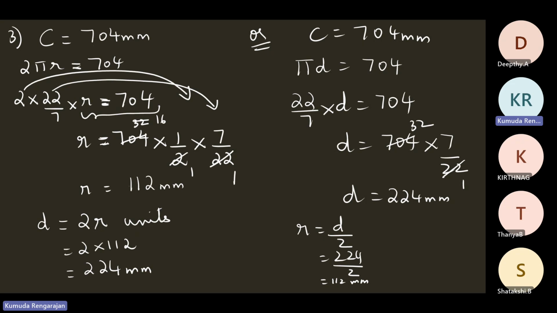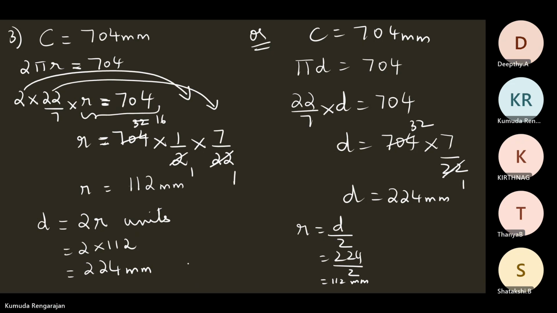What is the formula to find the circumference? 2 pi r or pi d units. Pi d. So you can use any one. You can see I've done it both the ways. Do you understand that? Yes. So if you use 2 pi r, you'll first find radius and then you should find diameter. If you use pi d, you'll first get diameter and then you should find radius. Understand, class?